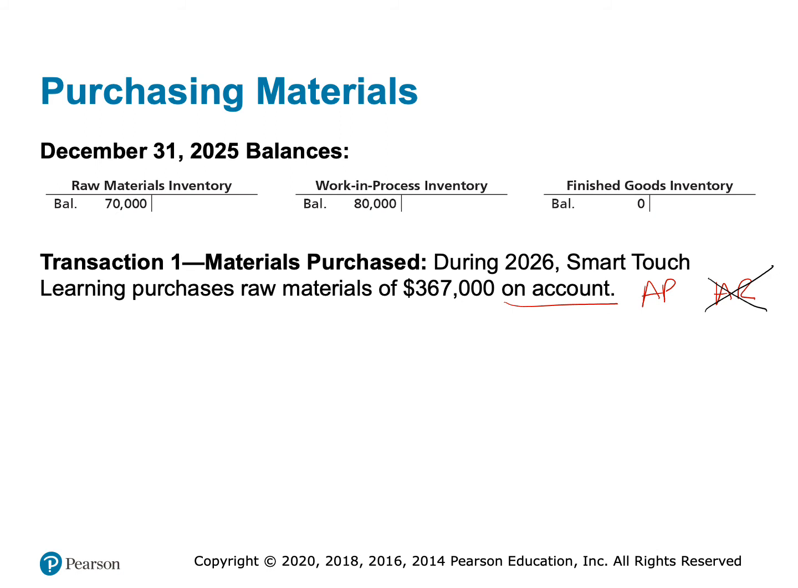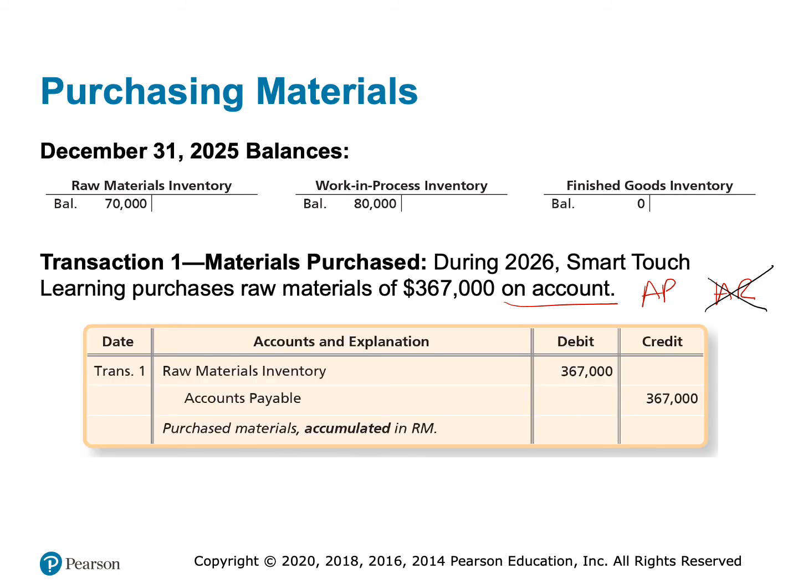I have more assets now than I did before, so I want to debit the raw materials account. That means I have to credit accounts payable. Accounts payable is a liability, and liabilities have a normal credit balance. Since I have more debt now than I did before, it makes sense that I want to credit the liability account to increase it. So I'm going to write my journal entry to debit raw materials inventory, credit accounts payable.